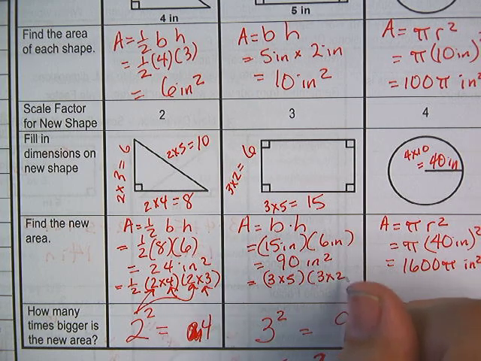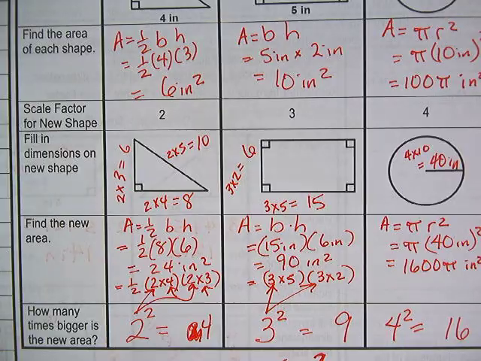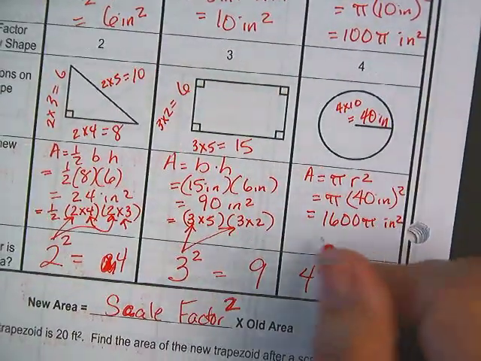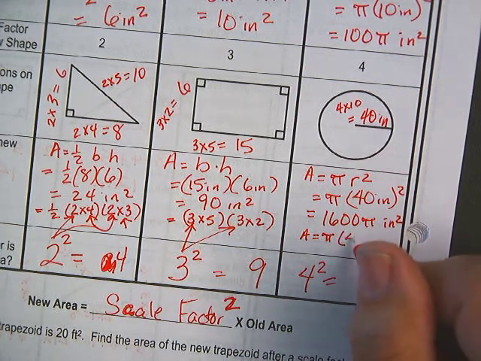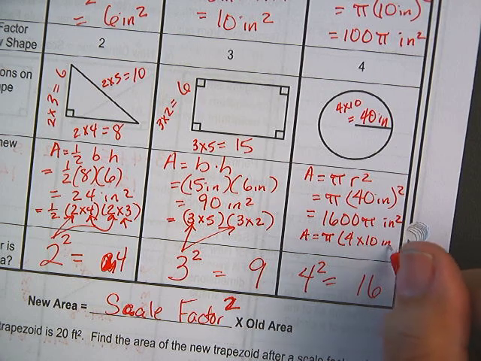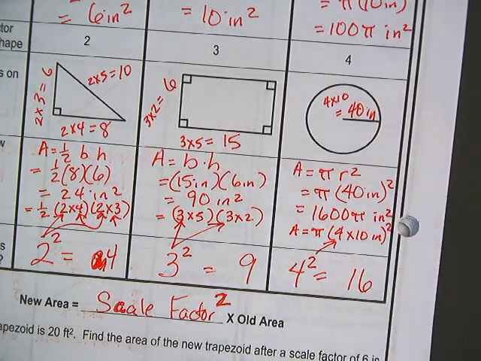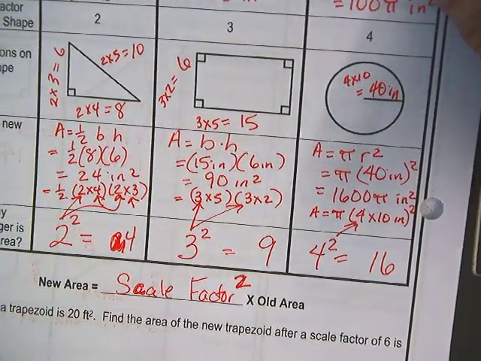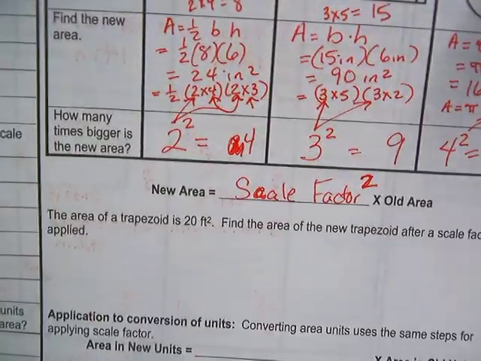Same thing for here. 15 came from 3 times 5. 6 came from 3 times 2. How many extra 3's did we have multiplying? 2 3's. And then this one, you can see that 40 came from 4 times 10. It's a little harder to see this one because you actually have to see that the squared also applies to that 4. So that's why it's scale factor squared.